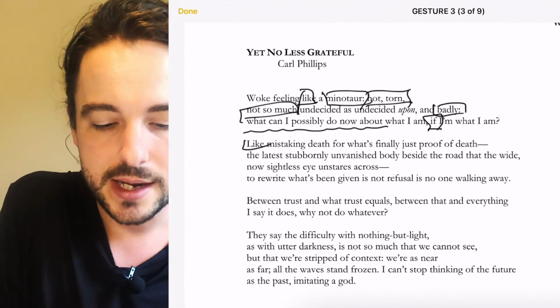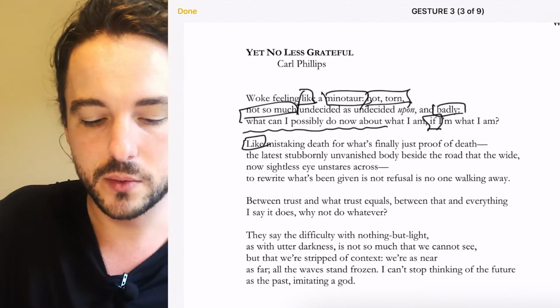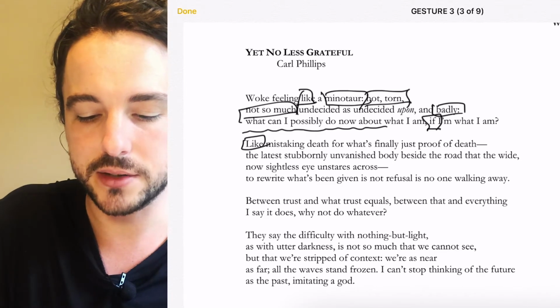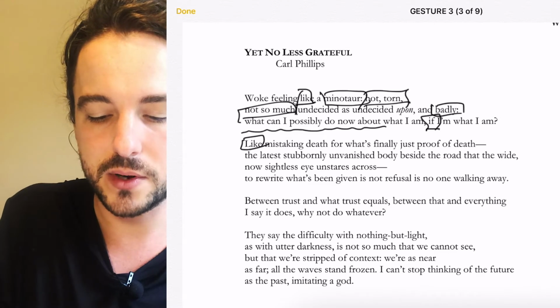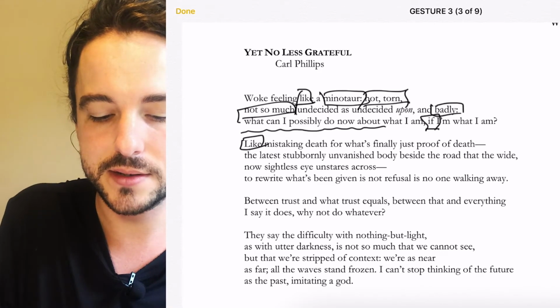All right, so we have another one of those comparative words, mistaking death for what's finally just proof of death. The latest stubbornly unvanished body beside the road that the wide, now sightless eye unstares across.